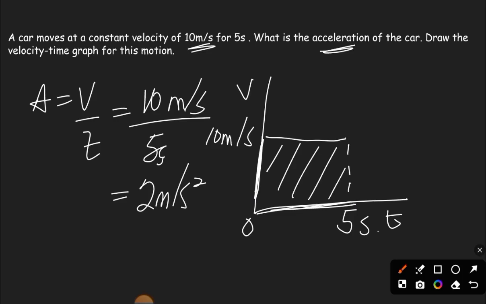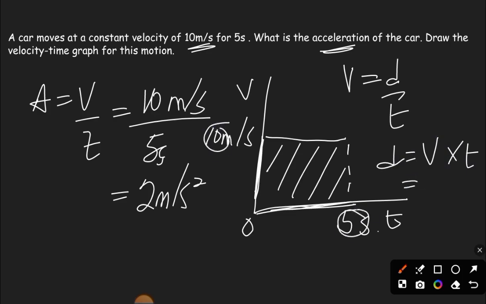How do I know? Velocity equals distance over time. Now, when you make distance the subject, you're going to have velocity times time. So your velocity here is 10 times your 5. That's 50. So let's move to the next question.